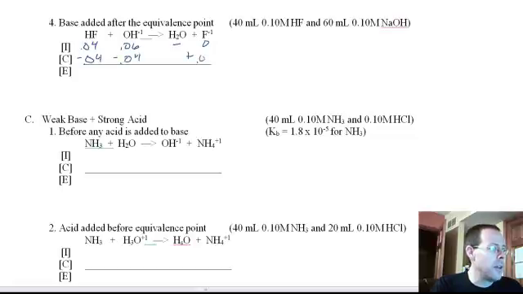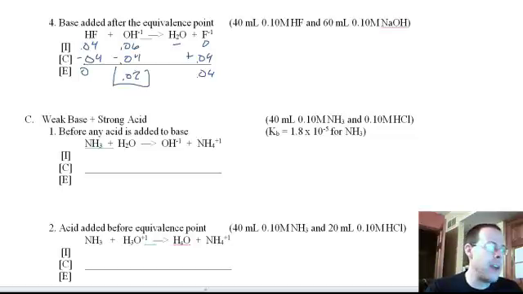Positive F. So we have 0 HF. We have positive 0.02 moles of OH. And then we have positive 0.04 moles of F minus. From here, we could again work out the hydrolysis of F minus, and it's going to be a very minute number compared to just the hydroxide we're finding out right here.